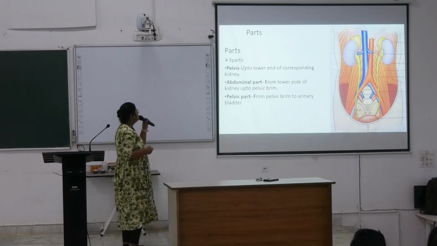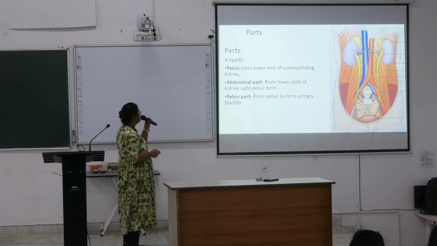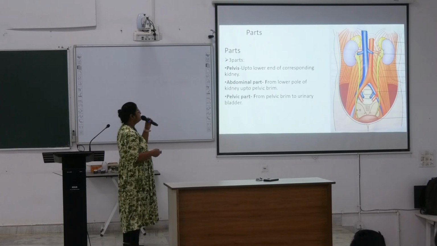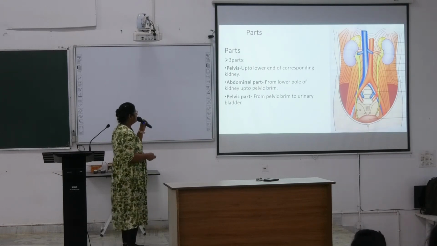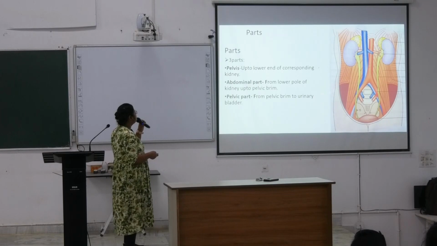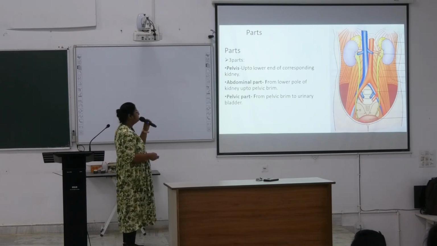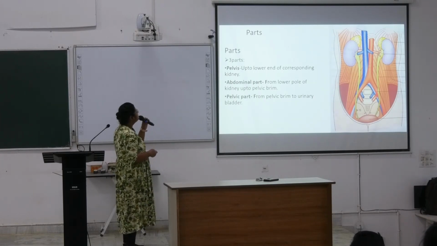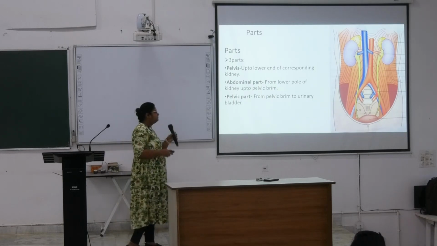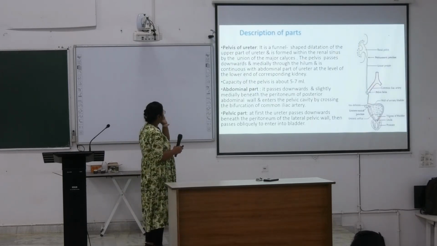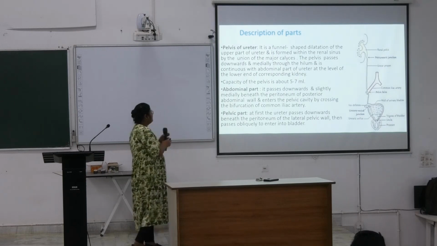Pelvis of the ureter, up to lower end of the corresponding kidney. From the renal sinus up to this lower end of the corresponding kidney, this part is known as pelvis of the ureter. Then abdominal part from lower pole of the kidney up to the pelvic brim. Here, this part is abdominal part. And pelvic part, this part, from pelvic brim to the urinary bladder. Okay, so these are the three parts of the ureter. Next, the extent has been written.